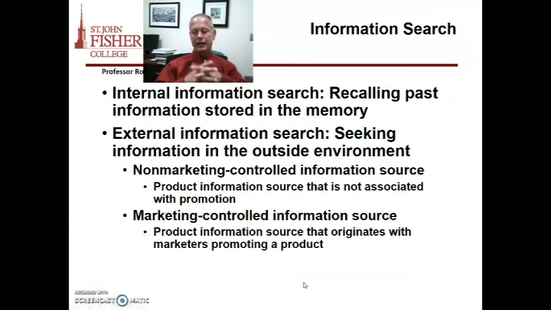So the next step in the consumer decision-making process is information search. So you have a need recognition, you've got the need-want gap, you've got needs and wants, and now you've got to try to find something to satisfy that. So you go through information search. Really, there's only two types of information searches.